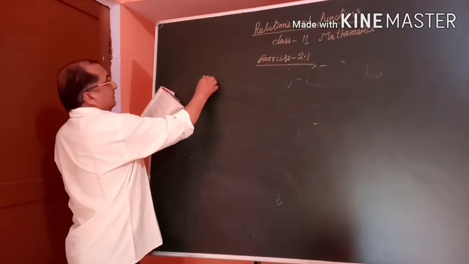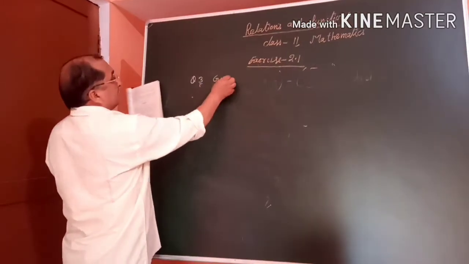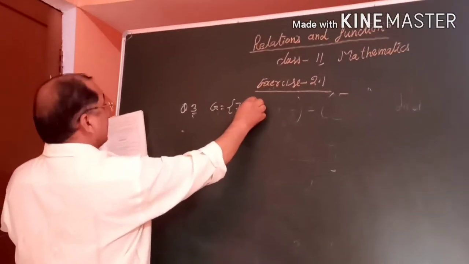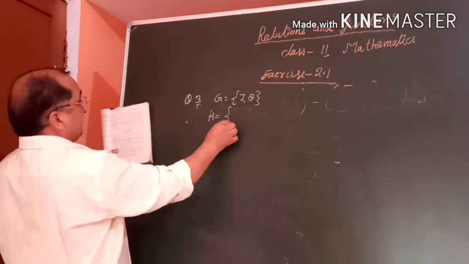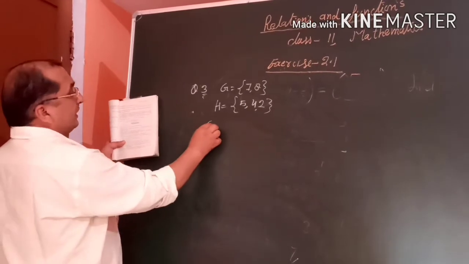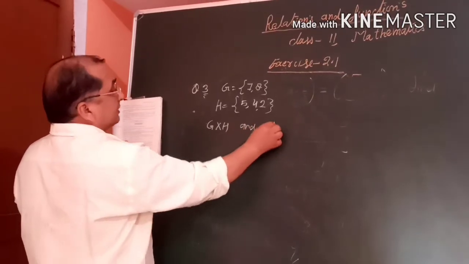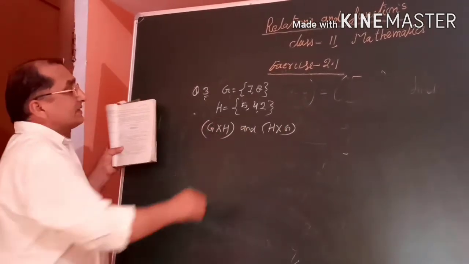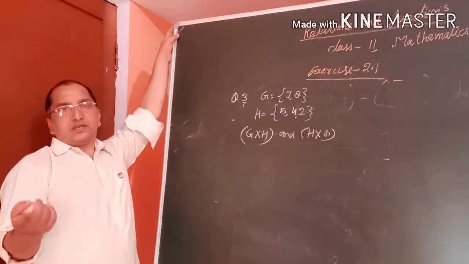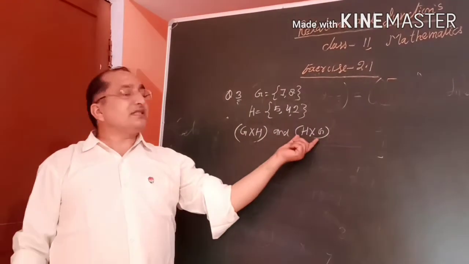Question number third. G equals 7, 8, and H equals 5, 4, 2. Then we have to find G cross H and H cross G. Some of the students are confused and want to discuss: Sir, 2 cross 3 is also 6, and 3 cross 2 is also 6, so why are G cross H and H cross G different?